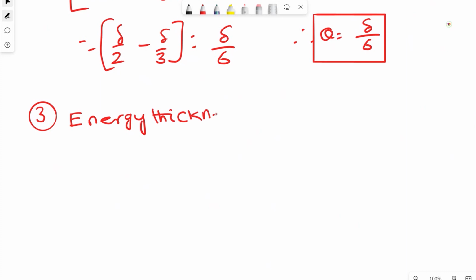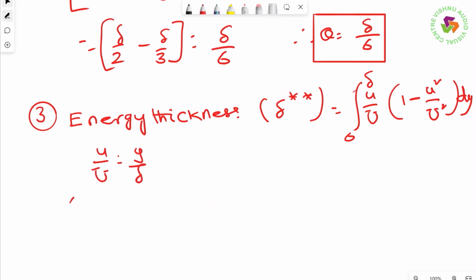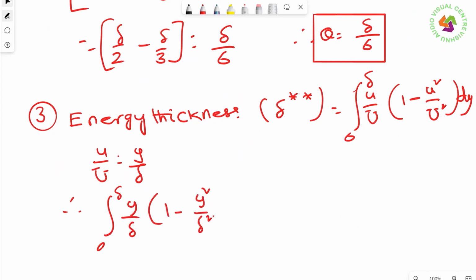Energy thickness. Energy thickness is called delta double star, and it is equal to the integral from 0 to delta of u by capital U into 1 minus u square by capital U square into dy. So if I take it, then u by U is equal to y by delta. Therefore, the integral from 0 to delta of y by delta into 1 minus y square by delta square into dy.